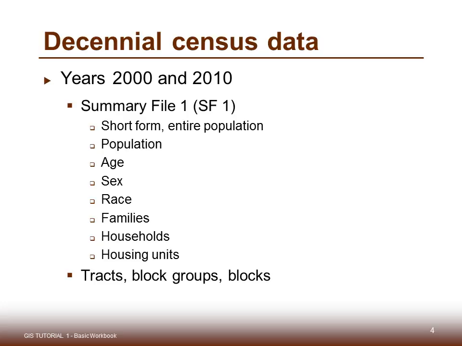An SF1 file is a summary file, which reports the data from the short form for the entire population. It includes characteristics such as the population, age, sex, race, families, households, and housing units within the unit. It's collected at the level of a tract, a block group, or a block.